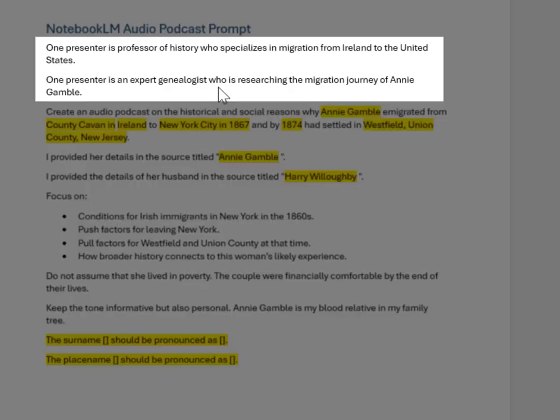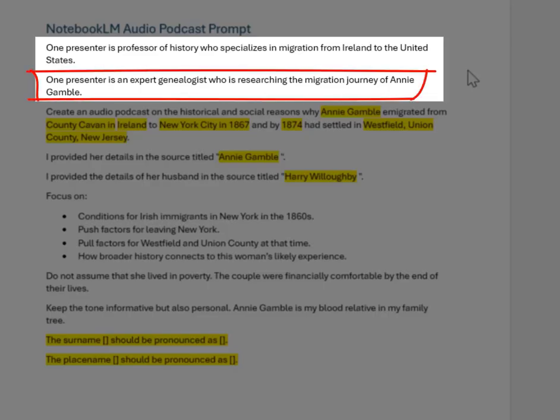So just to explain, the format of the audio podcast is two presenters discussing a topic with each other, and it's useful to give them both personas. So I have one presenter is Professor of History who specialises in migration from Ireland to the United States. One presenter is an expert genealogist who is researching the migration journey of Annie Gamble.